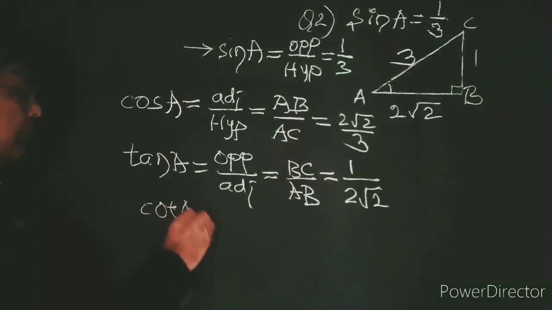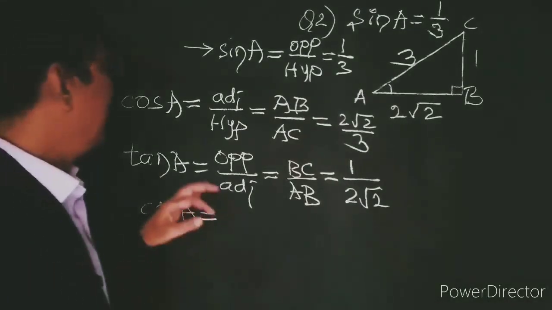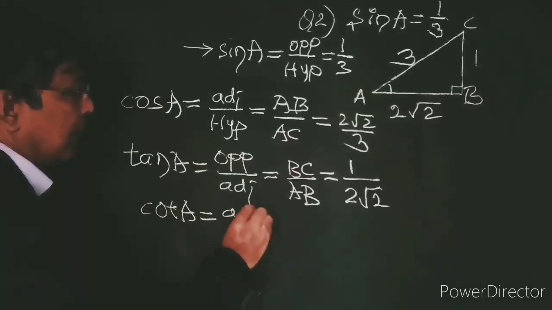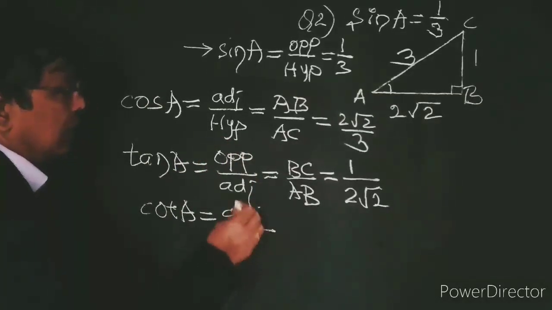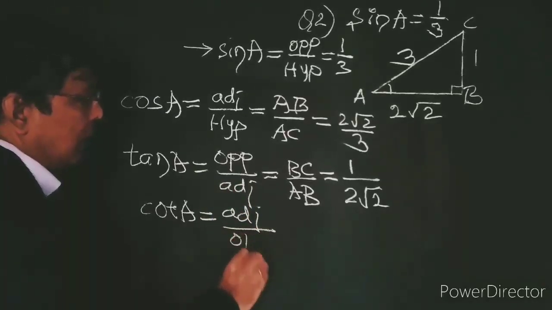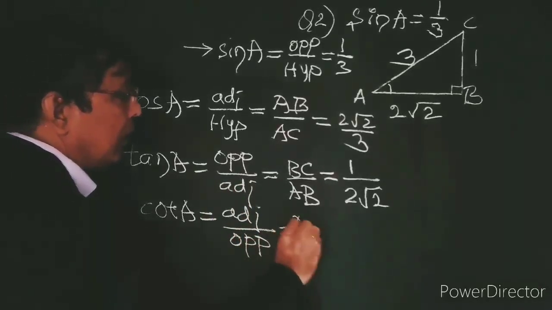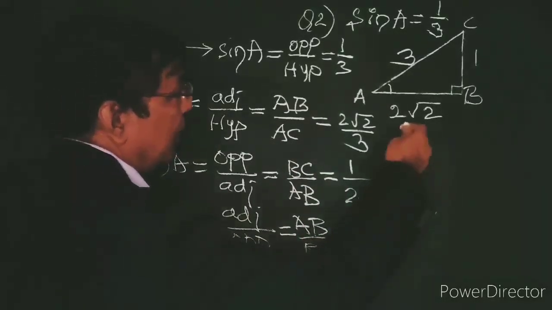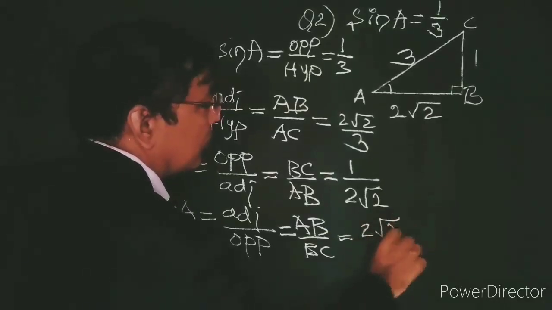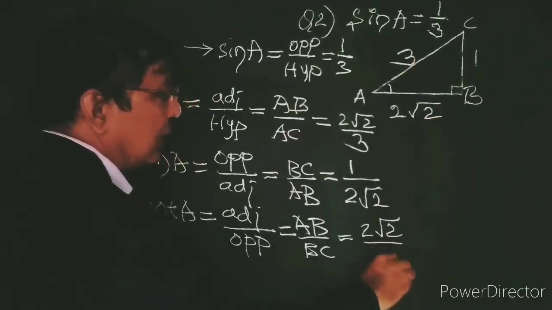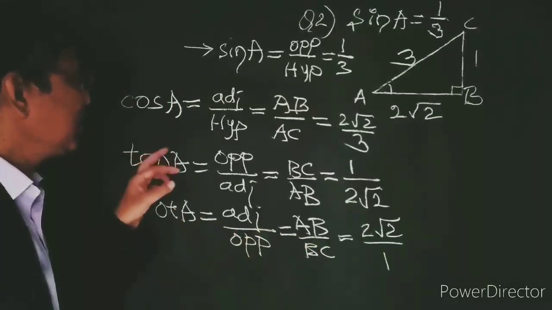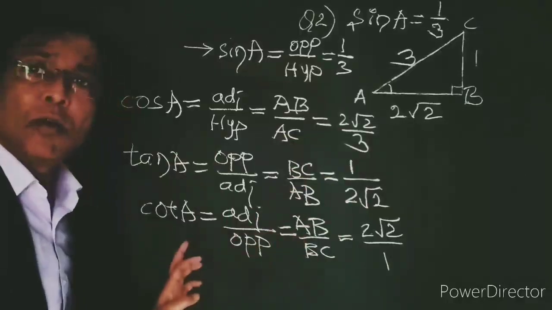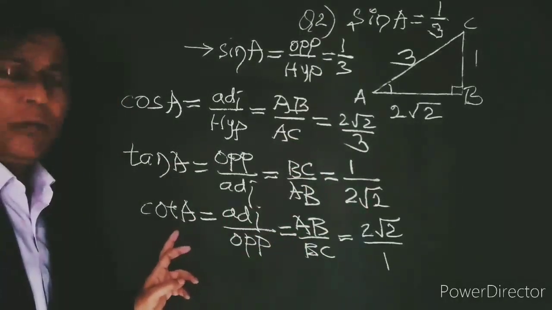Cot A. We can obtain the value of cot A either by inverting tan A, or we can easily write inversion of this, that is adjacent upon opposite, that is AB upon BC. What is the value of AB? 2 root 2. And what is the value of BC? That is 1. We can obtain the value of cot A just by inverting tan A. That means just inverting this tan A, we can also obtain the value of cot A.